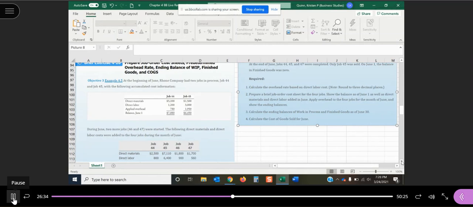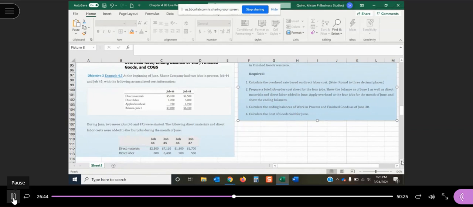So if we think about what we did in the last 2 examples, we took our estimated overhead for the year and divided it by that estimated total cost driver. They didn't provide us any of that information. They did not tell us what the company assumes that their total overhead cost is going to be for the period. They did not tell us how much they think their total direct labor cost is going to be for the year. So how in the world would we ever figure this out?